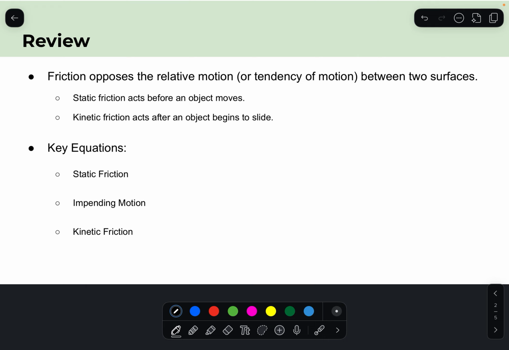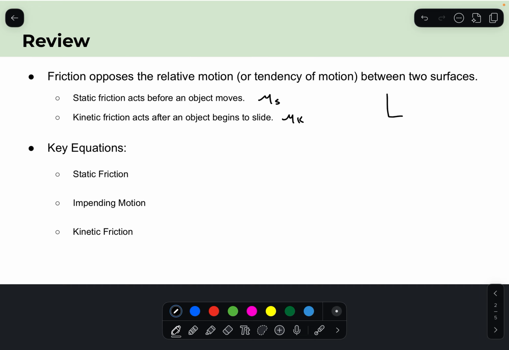We have static friction, which acts before an object even begins to move, and the coefficient of friction for static friction is mu s. Whereas for kinetic friction, this acts after an object begins to slide, and the coefficient for kinetic friction is mu sub k.